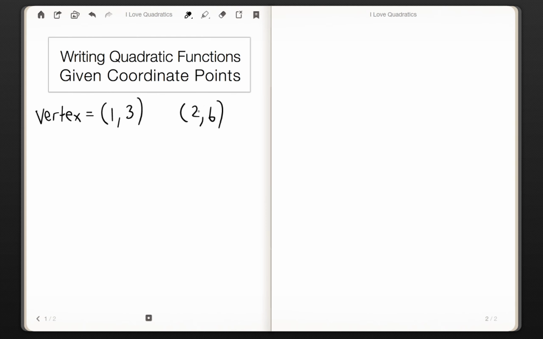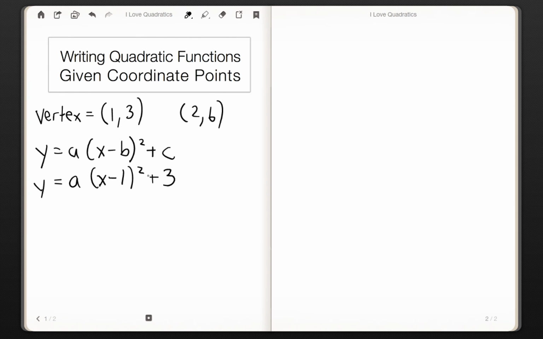Now you might be thinking, well, how do we do that when we don't even have a picture of the graph? Well, let's think back to what we did in the last video. If we knew what the vertex was, we wrote out the equation for the vertex form of a parabola. And we know that the vertex is b comma c. So we can just substitute in x minus b of 1 squared plus c of 3.